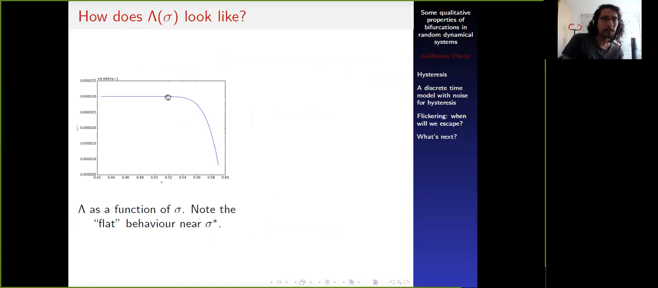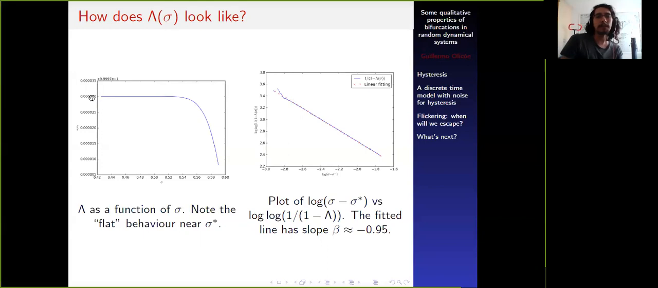So if, for example, lambda were differentiable, it would mean that all derivatives are zero. Now the question is, if it's flat, how flat? Because if we give a somewhat nice description of lambda, then we could anticipate how much time we would need to wait. And the first thing I tried to do, just inspired by the large deviation principle theory, is plotting it in this scale. Here we have log of sigma minus sigma star, so the discrepancy with respect to the bifurcation value. And here we have log of 1 over 1 minus lambda.